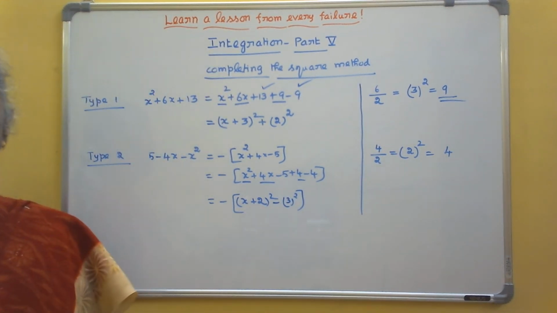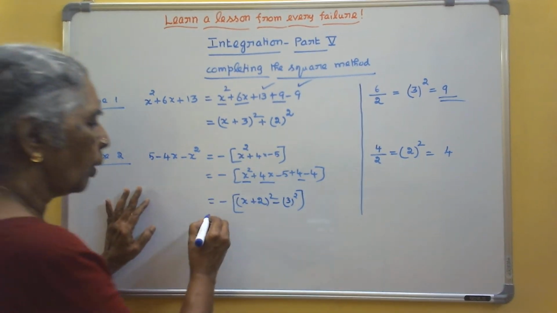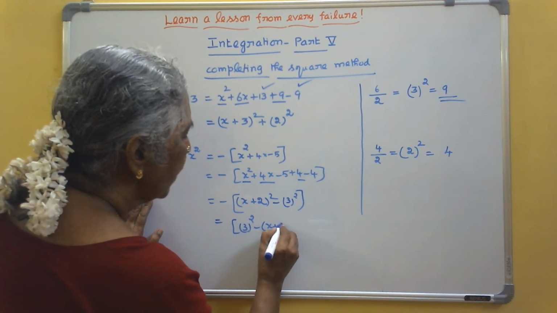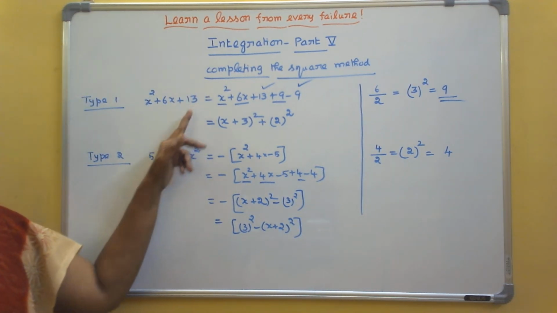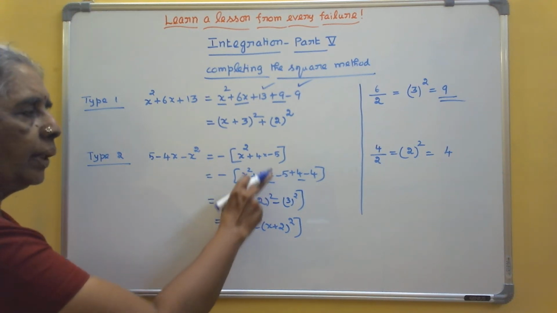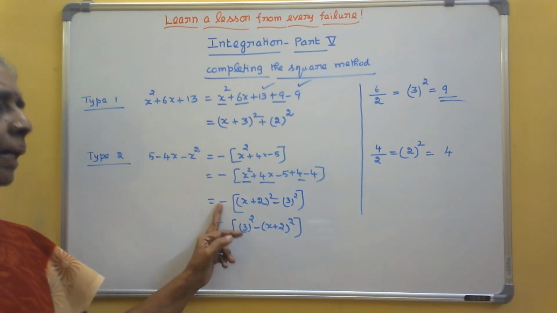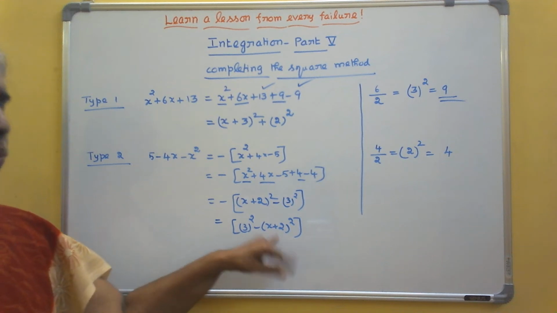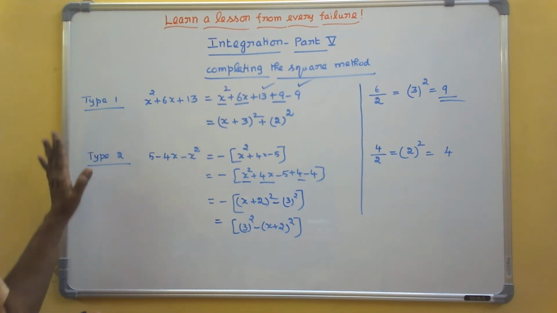Here, one more last step. This minus now you have to bring inside. So, now you will be getting it as 3 squared minus x plus 2 the whole square. So, what is the difference between type 1 and type 2? First you take a minus out. Then you repeat the process as you have done in type 1. Then in the last step, bring back that minus sign inside. So, now this is of the format a square minus x square. Okay? Is it clear? So, these are two types.